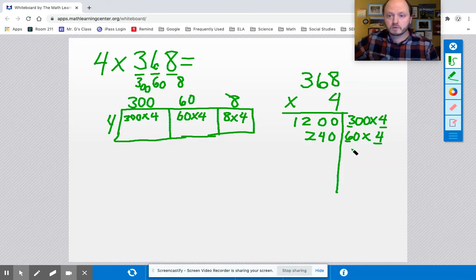Okay, so we're certainly going to be using grid paper as much as we can, or just making sure our numbers stay lined up. Now, the last one is 8 times 4. And 8 times 4 is 32. So after we do all of our individual multiplication problems, we call these partial products. The product is the answer to a multiplication problem. And we're breaking this bigger problem up into smaller parts, partial products.